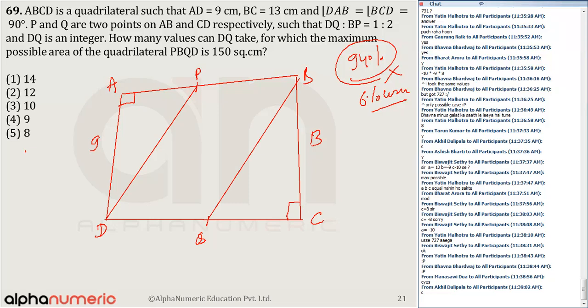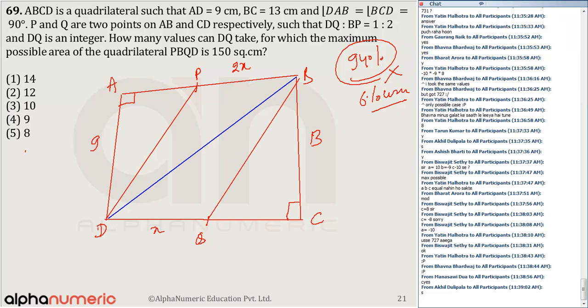DQ is 2, PB is 1:2. So if I say this is equal to x, this is equal to 2x. Okay. And DQ is an integer. How many values can DQ take for which the maximum possible area of the quadrilateral is 150? Okay. So what I'll do here is, I'll join this one. Okay. Let's say this is area.